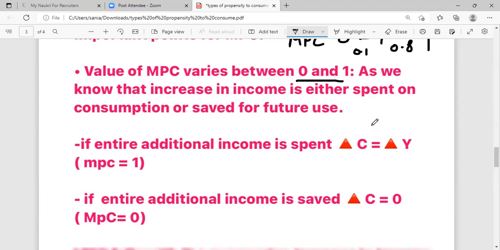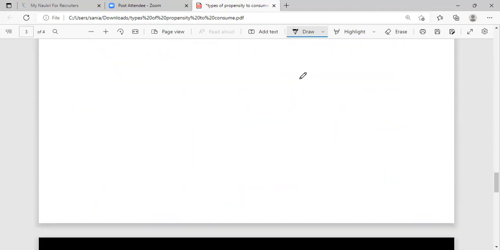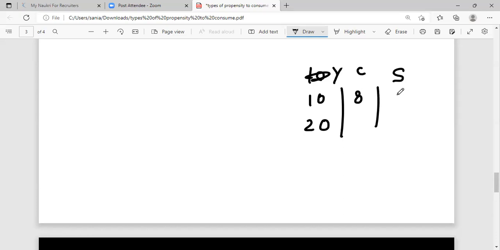For example, listen to it very carefully, students. For example, you are earning 10 rupees. Now you started earning 20 rupees. So earlier you were consuming 8 rupees. You have three situations: this is your income, this is your consumption, and this is your saving. You were saving 2 rupees, right? But now there is an addition in your income. So either you can continue with the same consumption and whatever extra amount you are earning extra, you can save the entire thing, right?